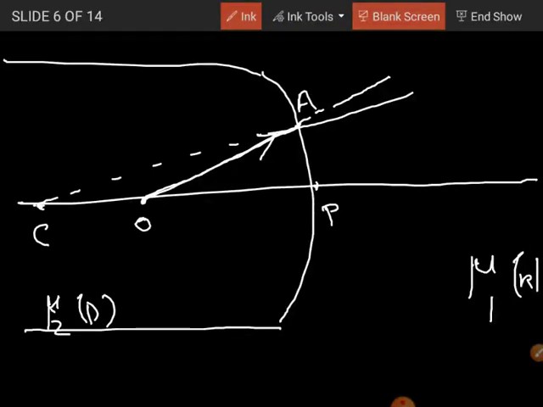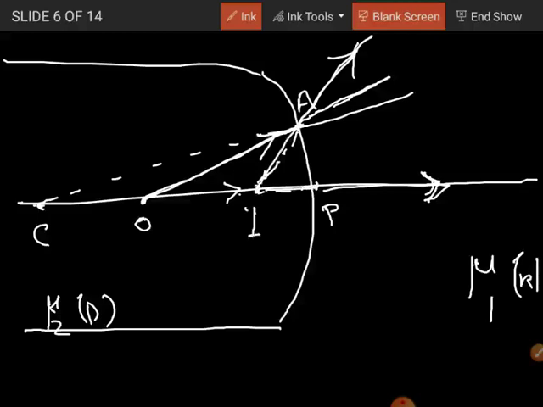So the refracted ray should bend away from the normal. Why? Because it is going from denser to rarer. So instead of going straight, it will bend in this way. This will be the direction of the refracted ray, and it seems to be coming out from somewhere here. Another ray passing here will go without any bending. So the two virtual refracted rays meet at this point I.